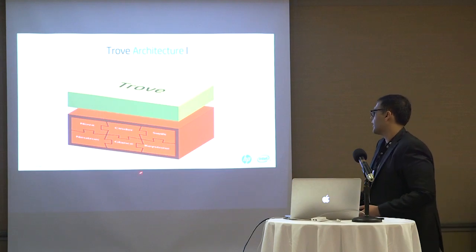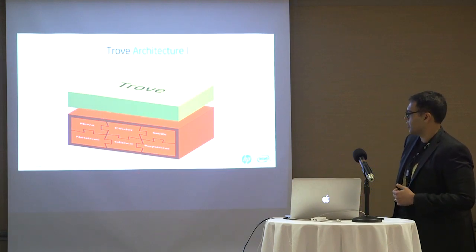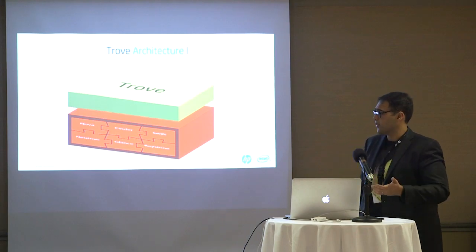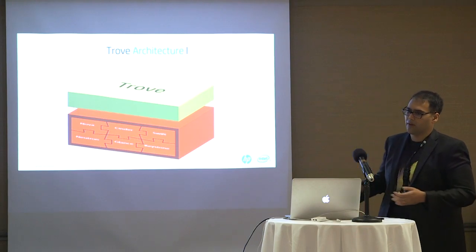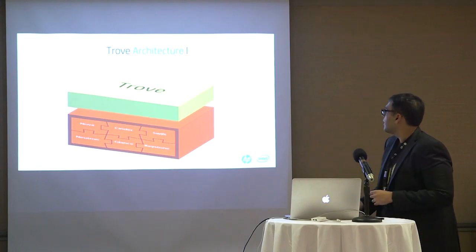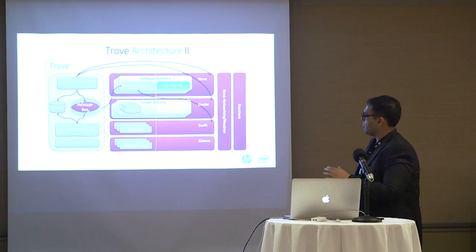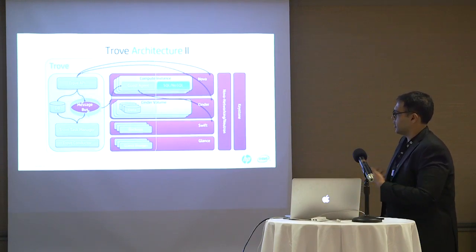Trove uses Neutron for networking and Keystone for identity management. So it works with Keystone tokens and the same Keystone tenants and Keystone users that work across your OpenStack services. I wanted to talk a little bit more about how Trove is architected internally.